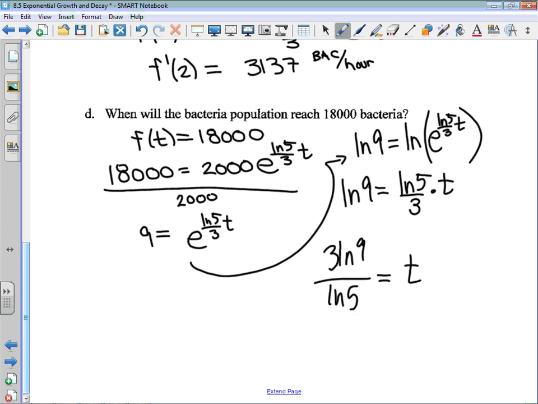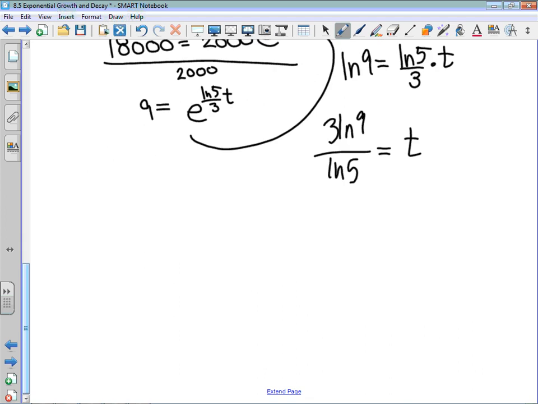Now, generally, we don't want to know it as 3 ln 9 over ln 5, so we would put that into the calculator, and what we get is that it's really, really close to 4 hours. Now, being able to predict how much bacteria are going to be there or how quickly they're growing is pretty important in a lot of different contexts. We have to get a little bit used to using these exponential functions because they certainly do benefit us in a lot of different ways.